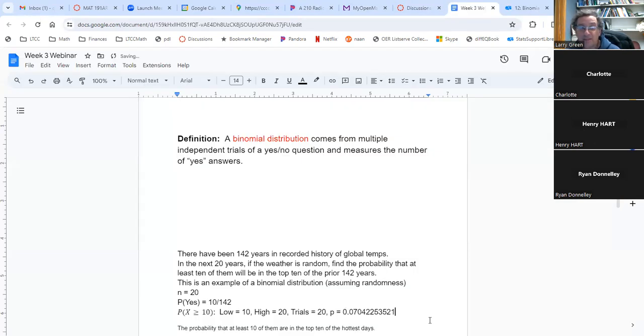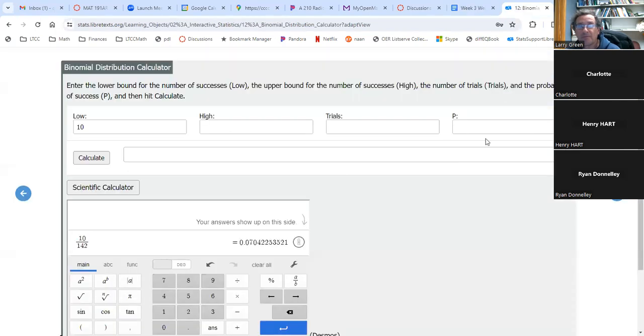Any questions on those? So we have 10, the high was 20, number of trials was 20, and p was this 0.07042, etc. I copied and pasted so I didn't have to spend time. Any questions on getting the information into the calculator so I can hit calculate? What does it say, by the way?